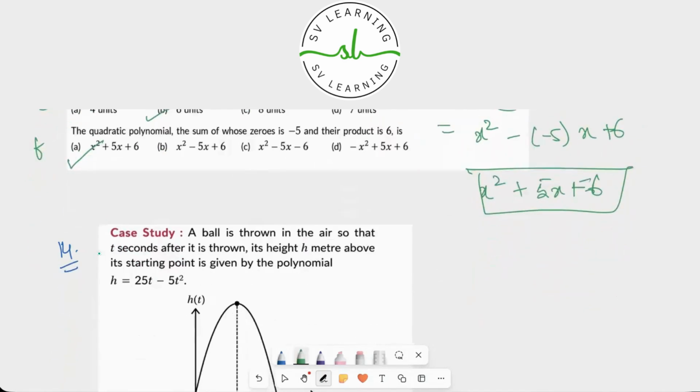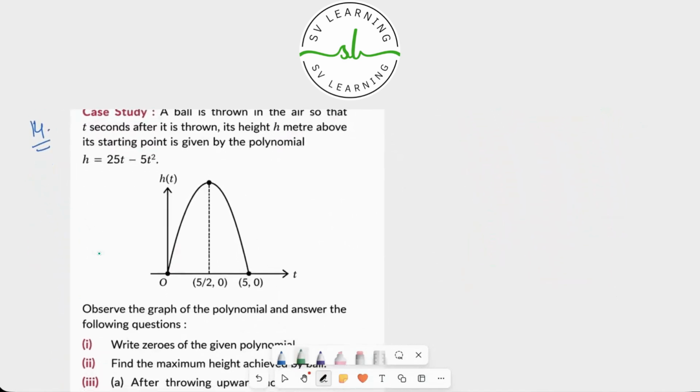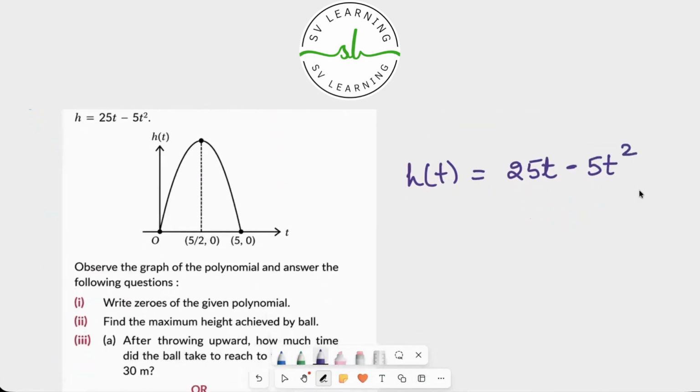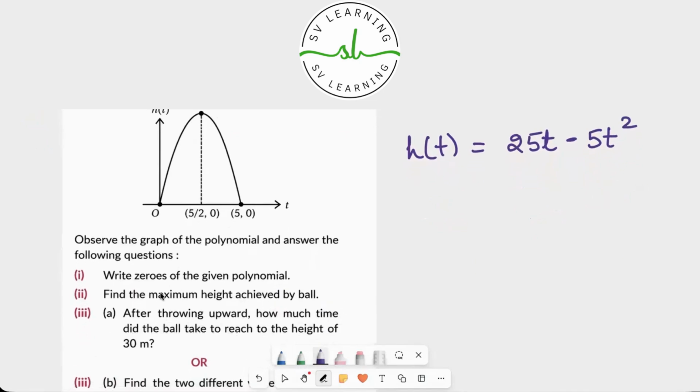All right. Now let us look at this case study, which has come so many times. And this is one very good case-based question to understand all the concepts at one go. So now the parabolic path is given for a ball which is thrown in the air. And instead of x, t is given on the x-axis. So basically the function h of t is given as 25t minus 5t square.